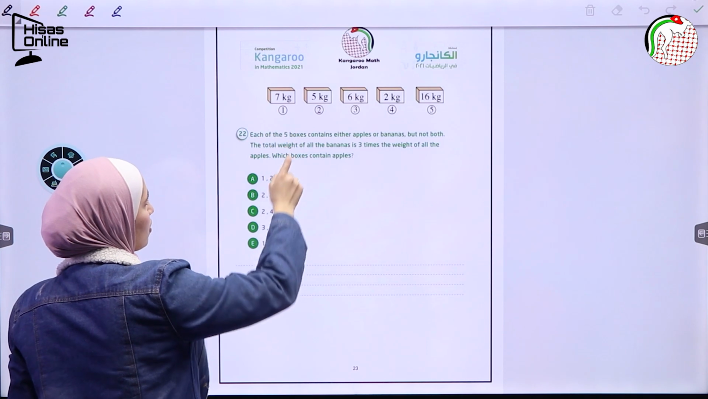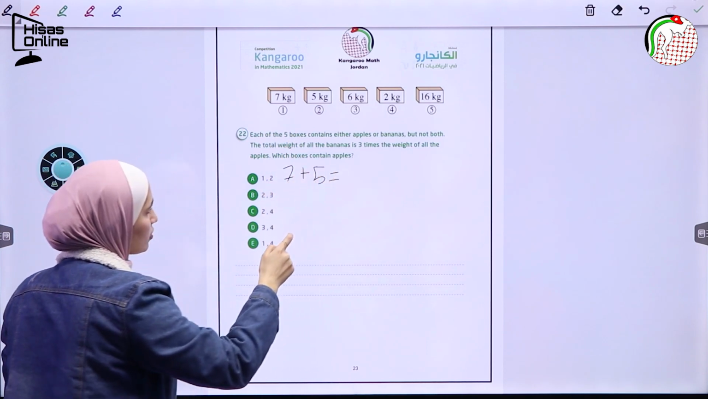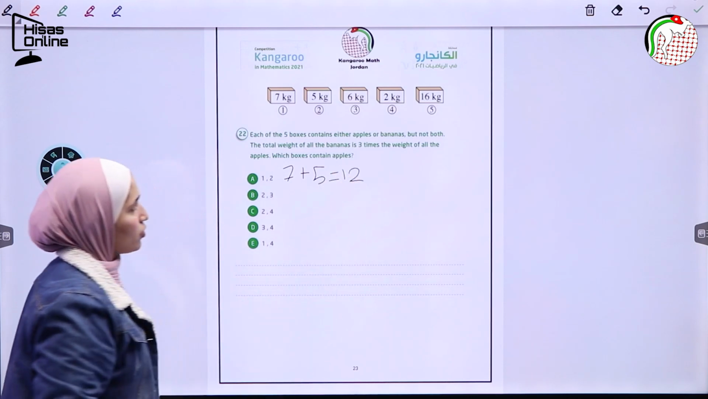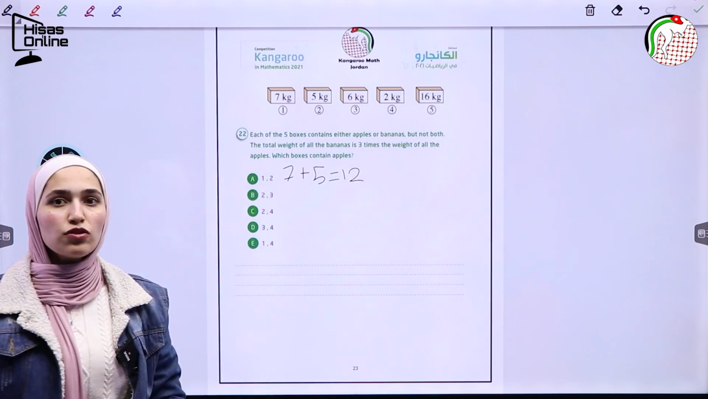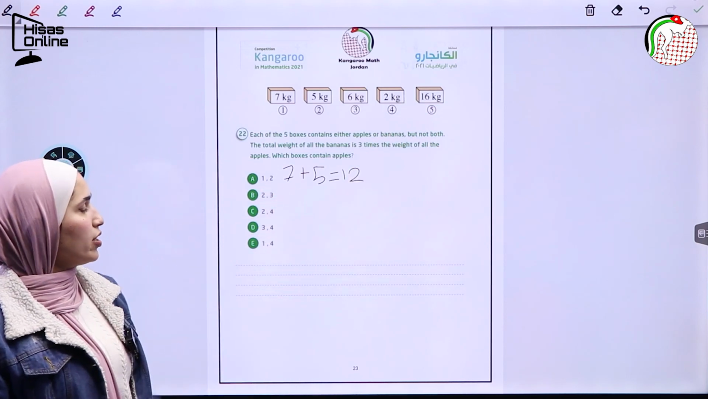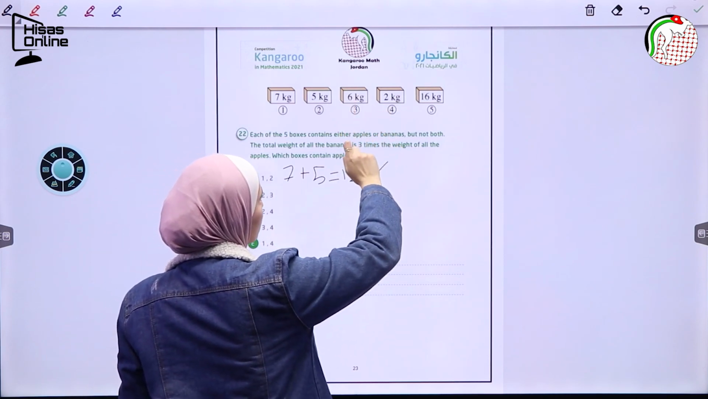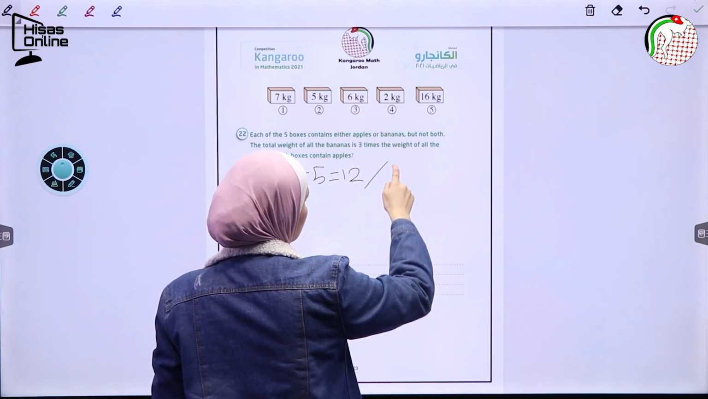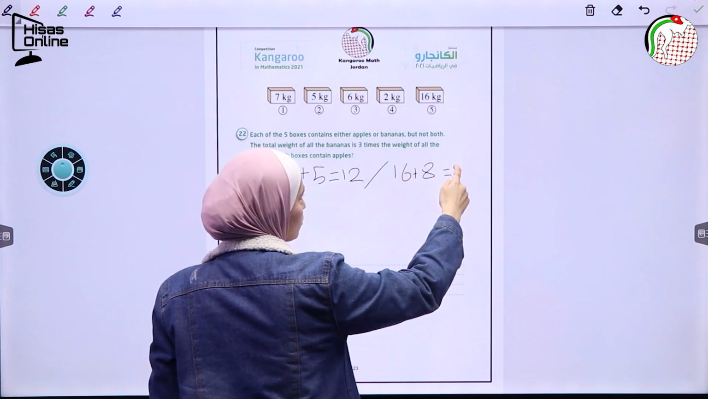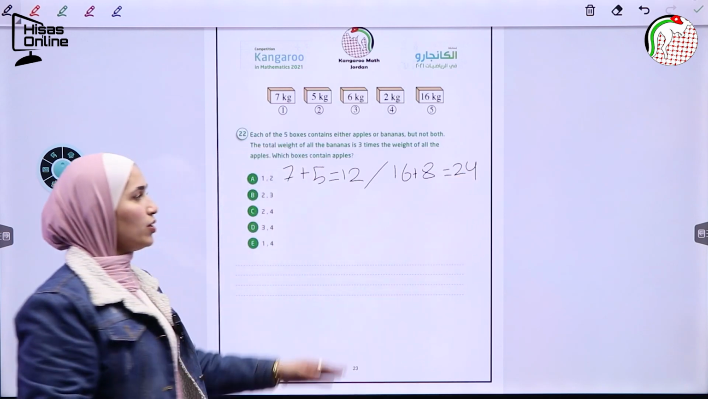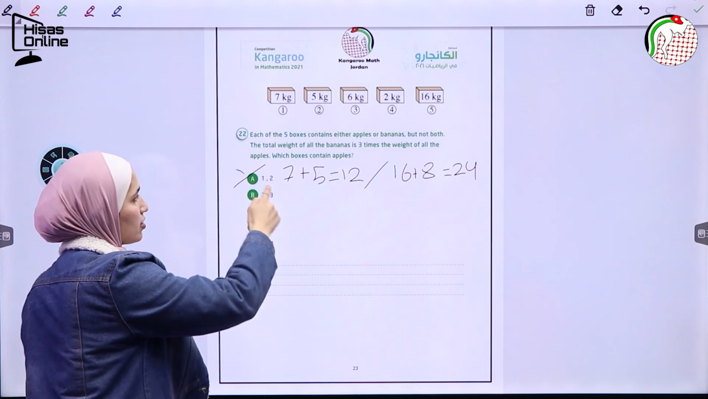So let us start to find the sum between box 1 and 2. 7 plus 5 equals 12. Okay, so the sum of 3, 4, and 5 should be treble the sum of 1 and 2. So let's see. 6 plus 2, that means 8. 8 plus 16, that means 24. 24 is double 12, not treble 12. So A is not the answer.